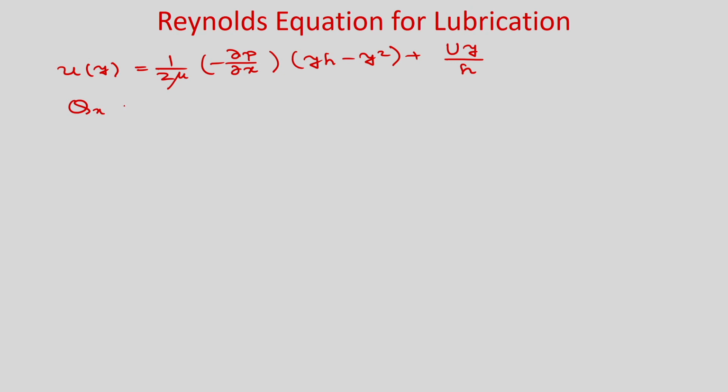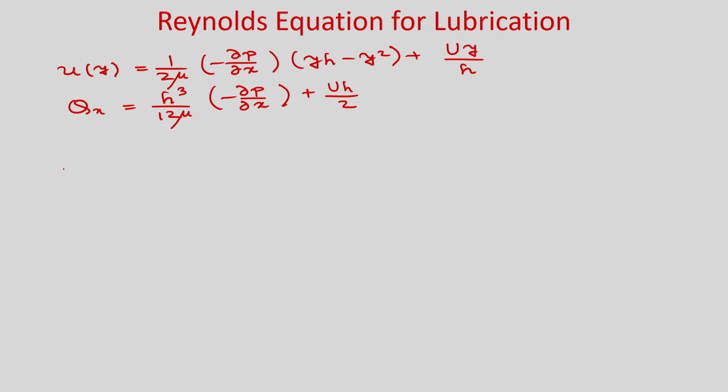Now similarly you can derive the velocity profile w as a function of y and the volume flow rate q z at a particular location z. We have derived this velocity profile u as 1 by twice mu minus del P by del x y h minus y square plus U y by h, and q x as h cube by 12 mu minus del P by del x plus U h by 2.